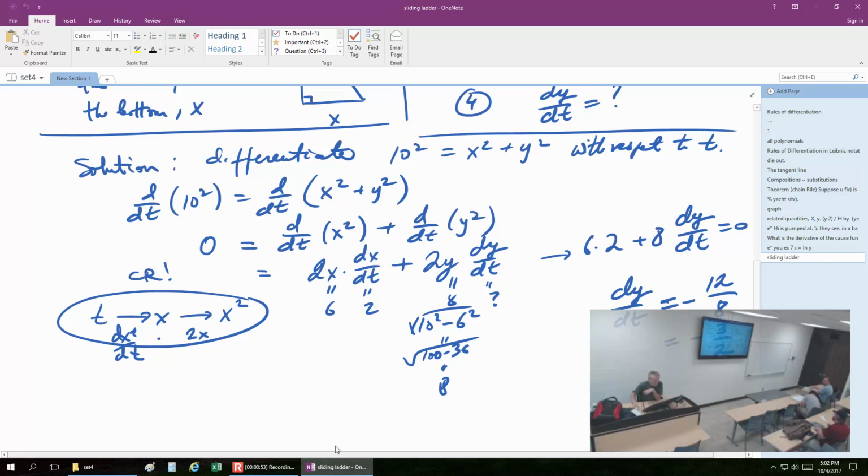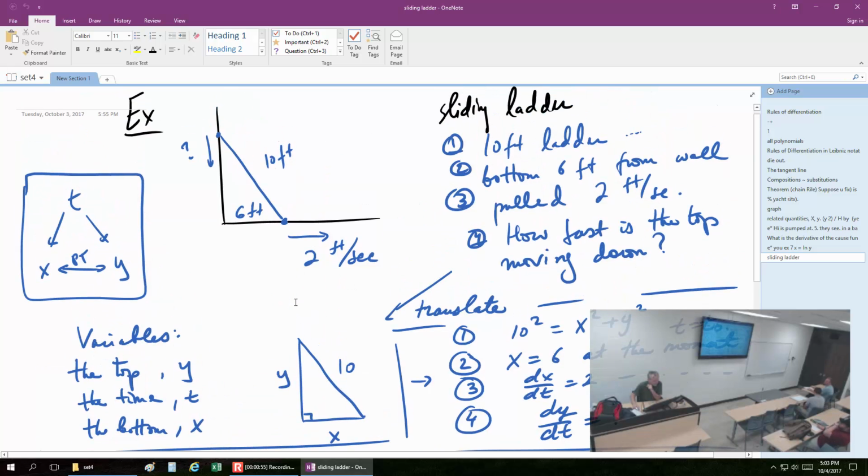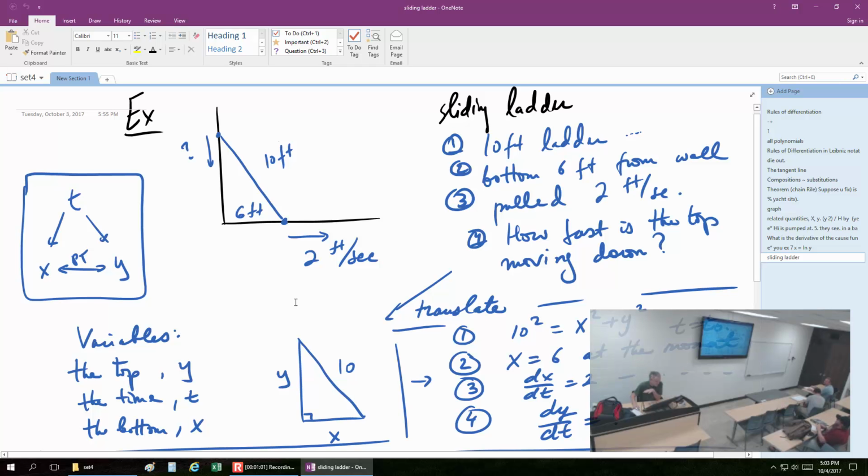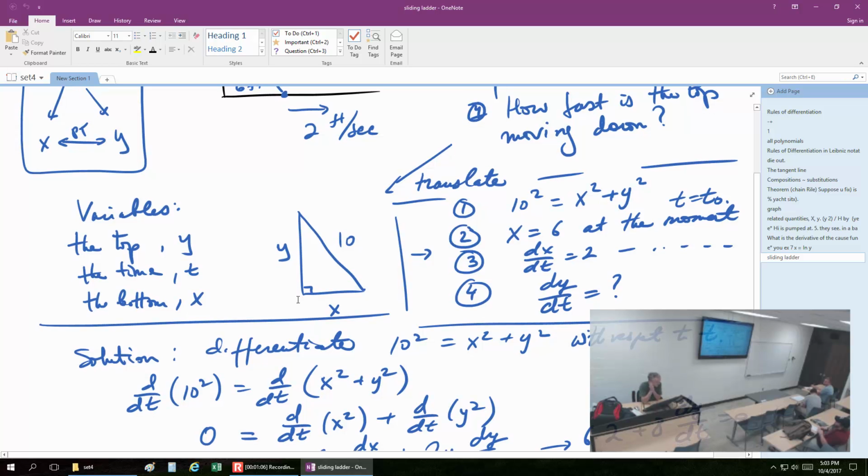So that's the outline right here, about the sliding ladder. And once again, the words, the picture helps, identify the variables, and then use them as a way to translate the words into formulas. And then just differentiation. The key, of course, is the actual relation. The relation is what makes it solvable, right? The relation between those quantities that we treat as variables, and then you differentiate.